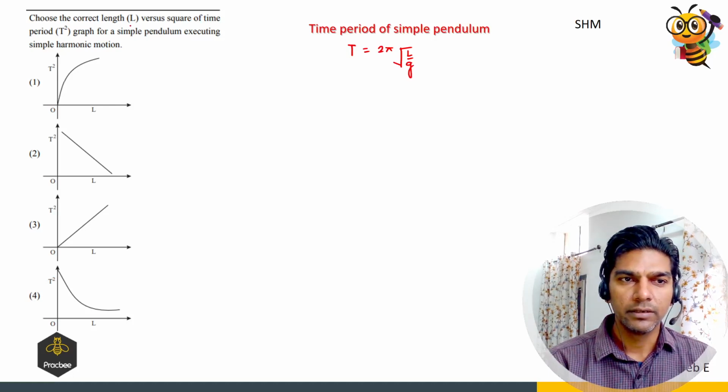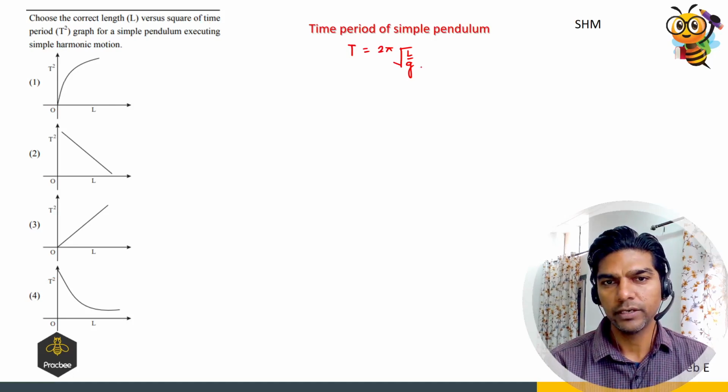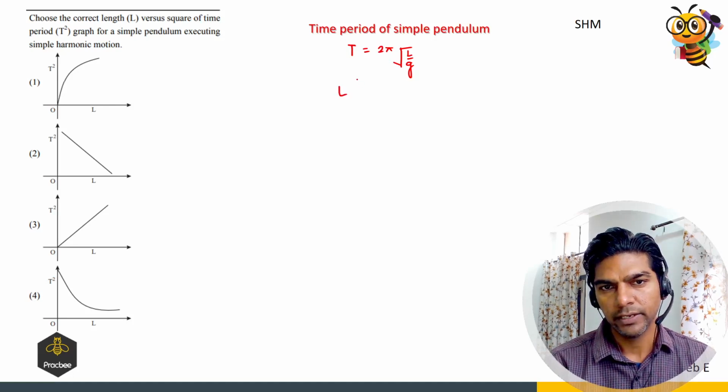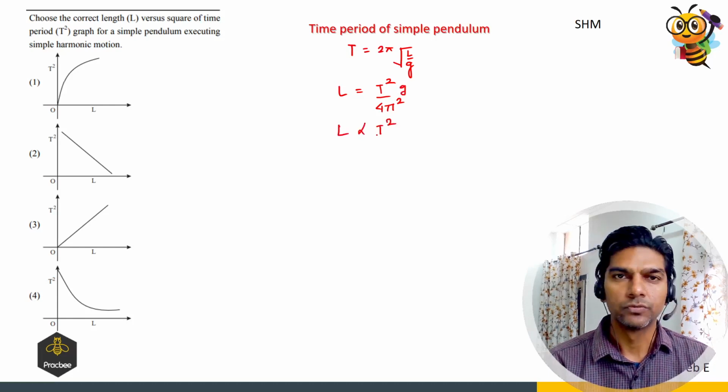Choose the correct length versus square of the time period graph. So we have to see the graph of L versus T square. If you square this, L will be equal to T square by 4 pi square times G. So we can say L is proportional to T raised to power 2.